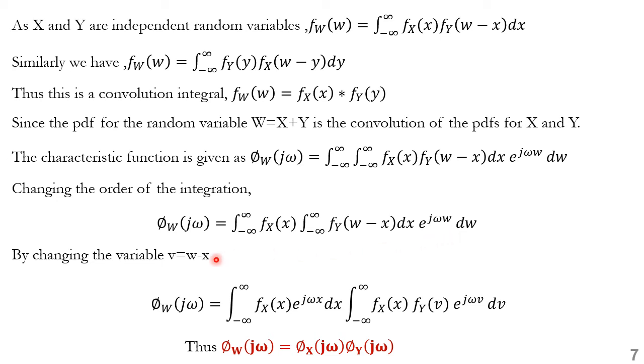So let us change the variable w minus x as v, and let us simplify this. We get the integral of f_X(x) e to the power j omega x dx, times the integral of f_Y(v) e to the power j omega v dv. So therefore we have phi_W(j omega) is equal to phi_X(j omega) multiplied by phi_Y(j omega).